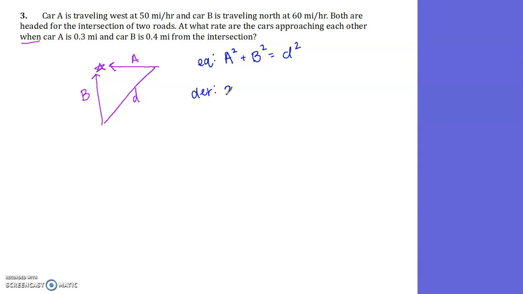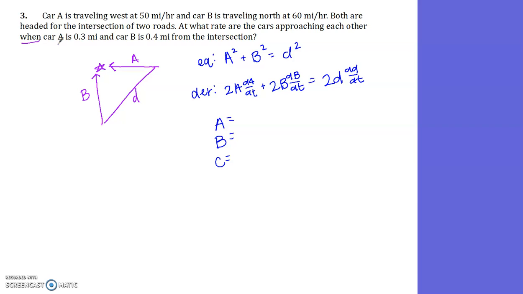So my derivative will be 2a dA dt plus 2b dB dt equals 2d dD dt. And if you use different variables than me, that's fine. I just use A to represent car A, B for car B, and D for the distance between them. Then I've got A, B, D. So these are my lengths.